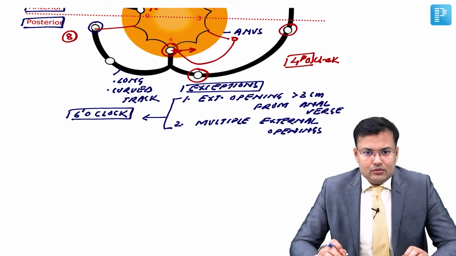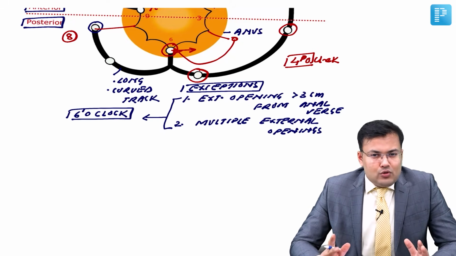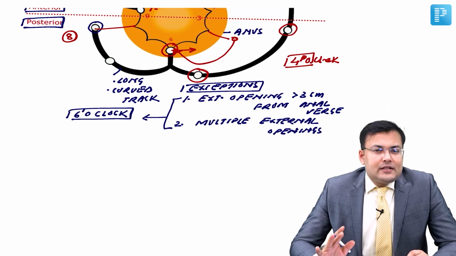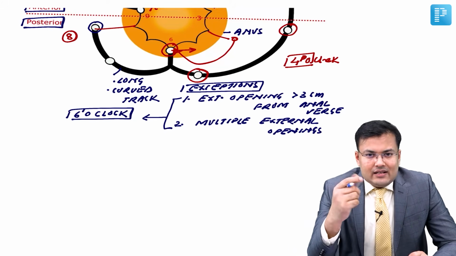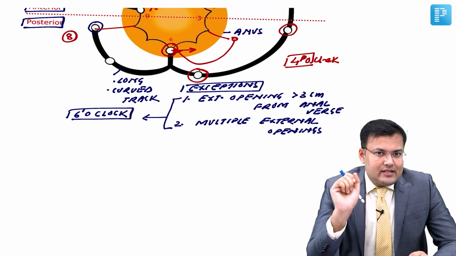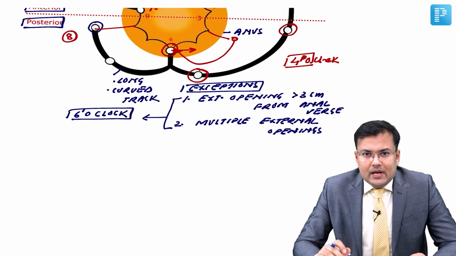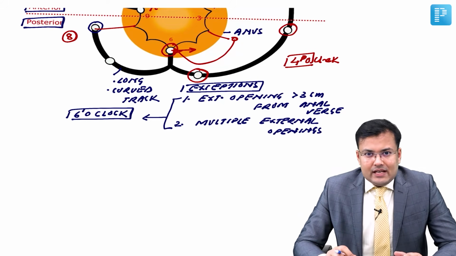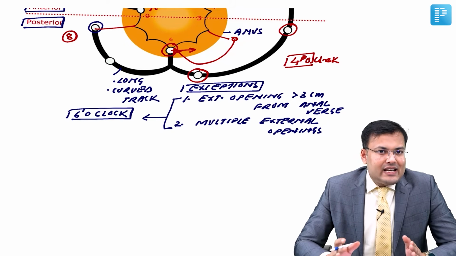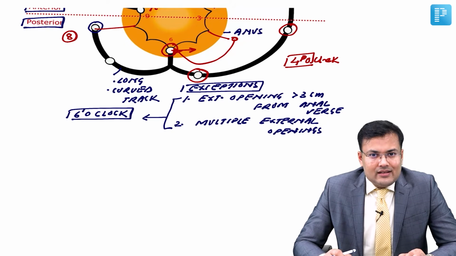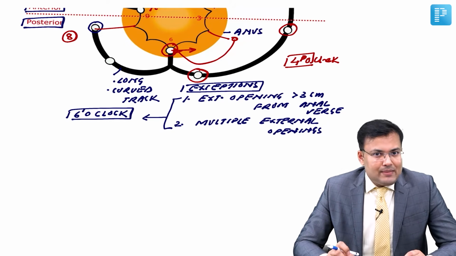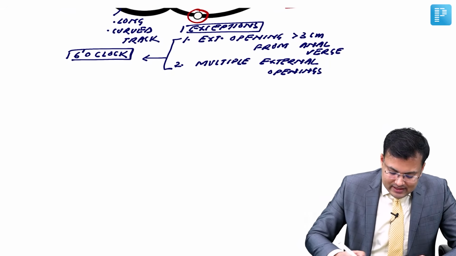So this is Goodsall's rule. By the way, there are two questions which are asked. What is the first investigation done in patients of fistula? In the fistula tract, we inject the dye and take an X-ray. This is fistulogram. But there is a better investigation which has very high sensitivity. It can detect all the tracts, and the investigation of choice is MRI. So how are we going to make the diagnosis?